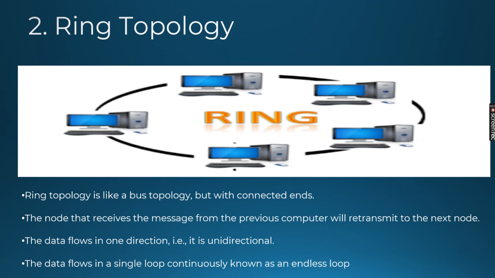The node that receives the message from the previous computer will retransmit it to the next node, and the data flows in only one direction, so it is unidirectional. The data flows in a single loop continuously, known as an endless loop.